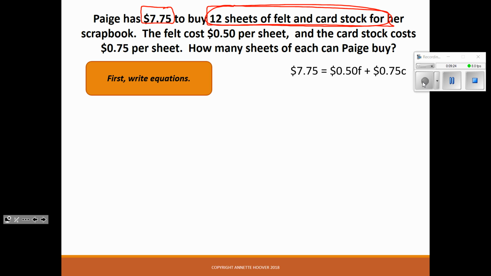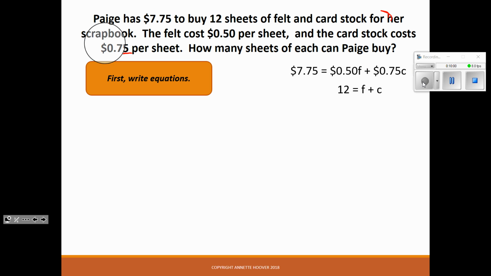So if we wrote that, I started with the money here, it would just be the number of felt plus the number of cardstock equals 12. For the money, we know that they were 50 cents for felt, so that's where I got my 50 cents times the number of felt pieces that you bought. It was 75 cents per cardstock, so that was my 75 cents times the number of cardstock you bought, and the total cost was $7.75. So one equation was based on the cost, one equation was based on the number that she bought.